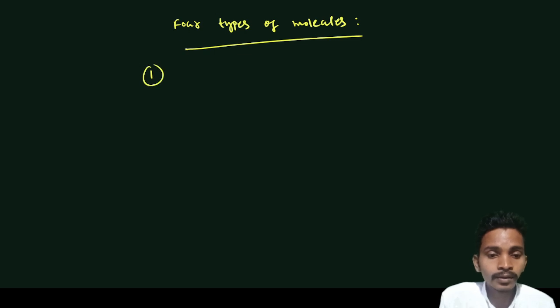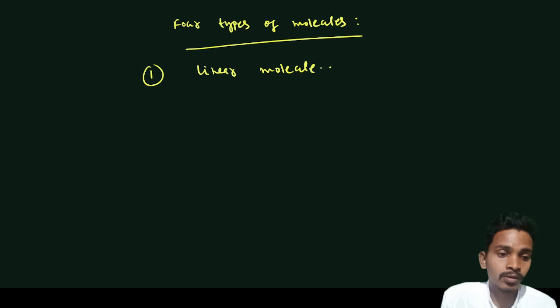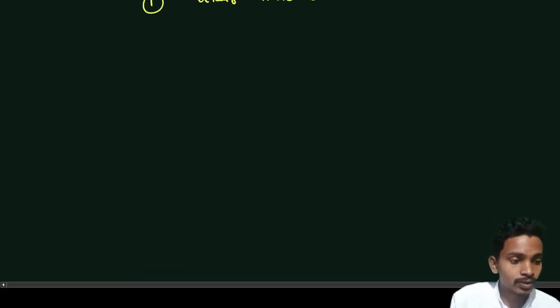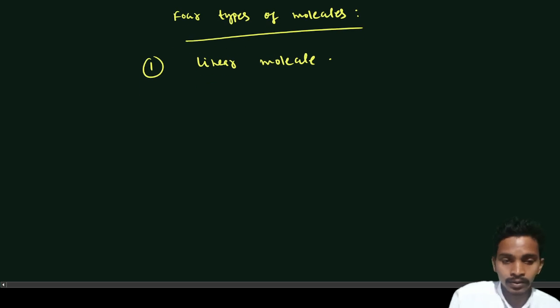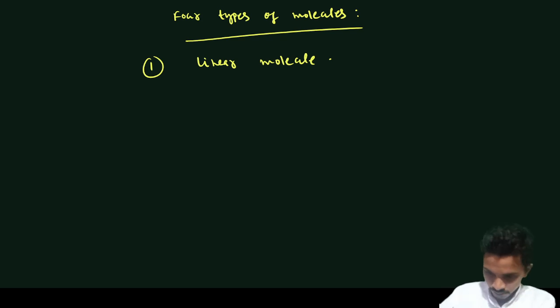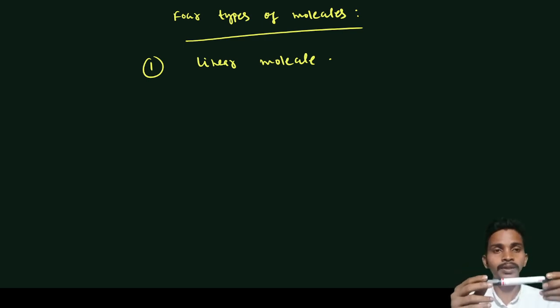First one we can say is linear molecules. So first we can talk about linear molecules. If I say linear molecules, then what? If we say linear molecules rotate, it means, let's say this is the linear molecule.